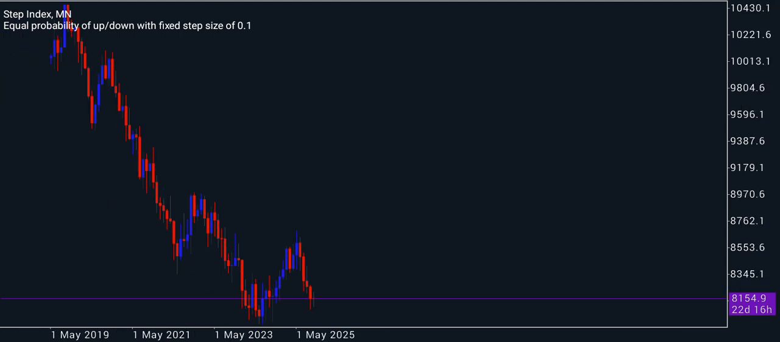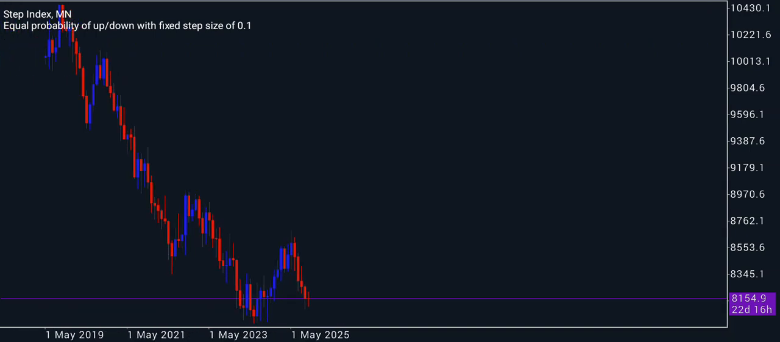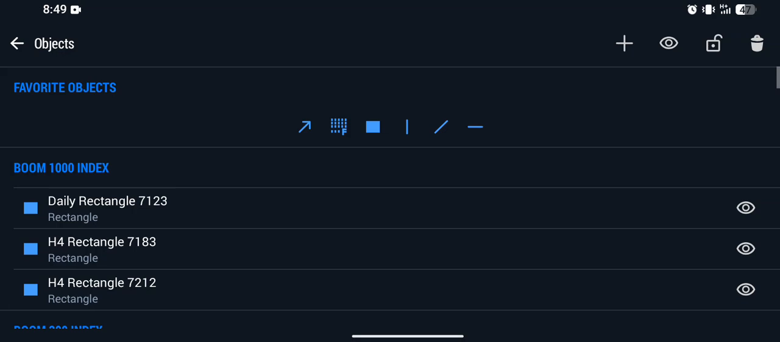So in this video, this is step index. I would like us to analyze this step index trade together, and then we'll see where we are going to enter the trade for a buy or for a sell. I usually like to start my analysis from the highest time frame. So from this MT5, our highest time frame is the monthly time frame. So this is the monthly time frame.